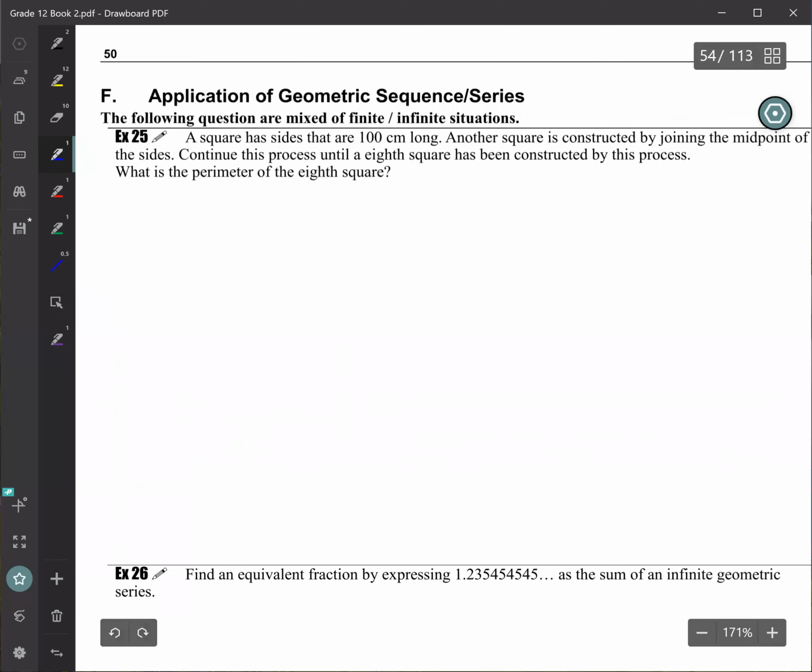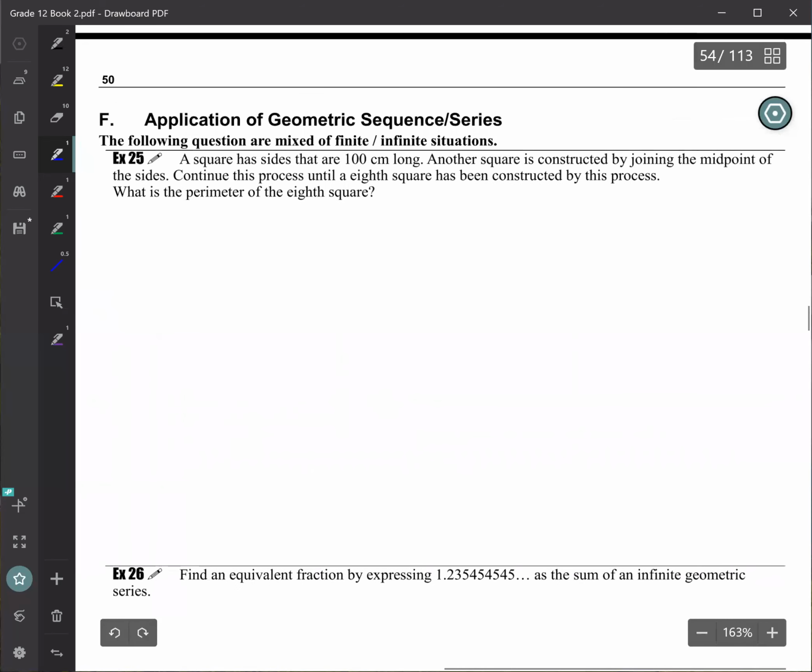So for 25, okay? Here we have a square that has sides that are 100 centimeters long. And then another square is constructed by joining the midpoints of the sides. Okay, so think about that in your head first, right? Think about the picture. Continue this process until an eighth square has been constructed by this process, okay? And then it's asking what is the perimeter of the 8th square.